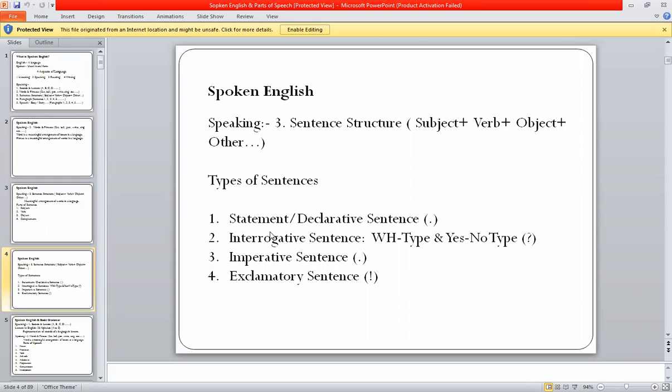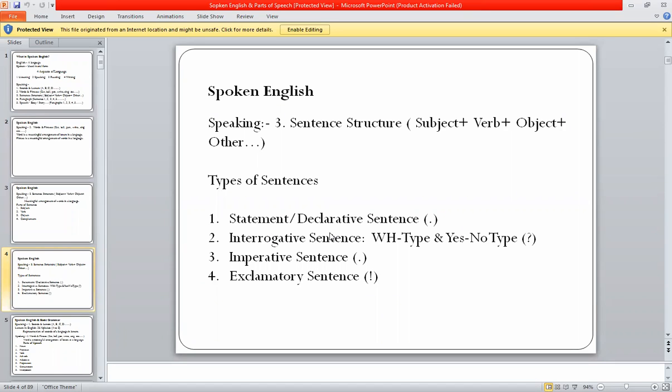Vidhanarthi vakya, any type of statement when we make, it is called विधान. Whatever we say is called a statement. Whatever the statement is, that comes under the statement or declarative sentence. Whatever we declare or whatever statement we make comes under the statement or declarative or assertive sentence.